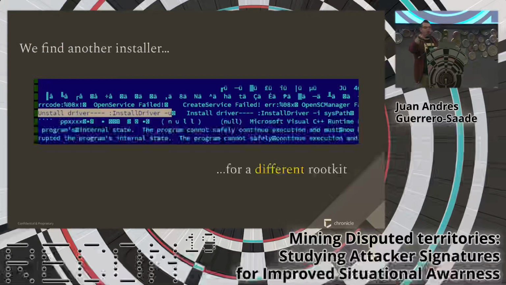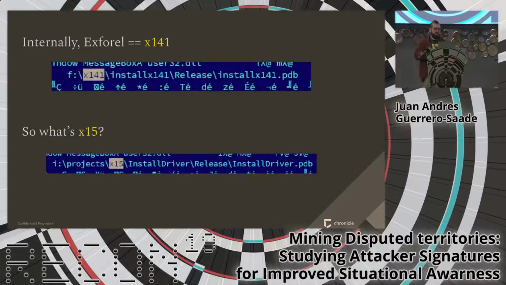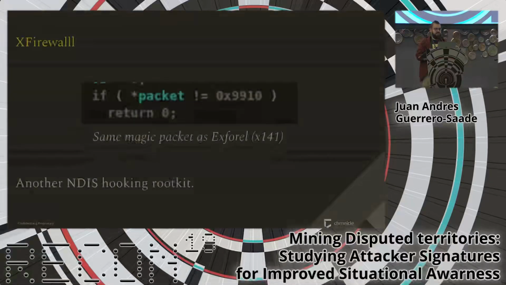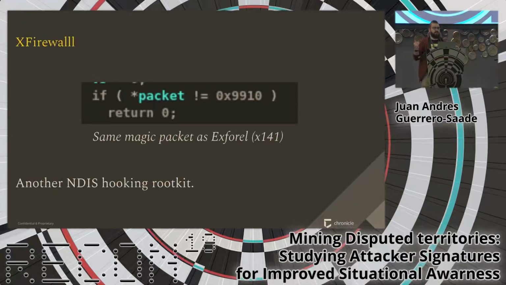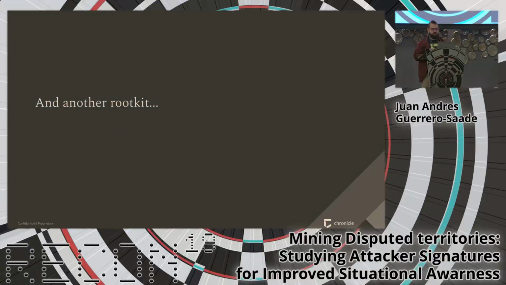So this is where we start to connect the dots to something else, right? Internally, X4L was referred to as X141. As you can see from some of the PDB paths left over, whatever this other thing is, X15. So presumably a following version of something different. So it's another rootkit. It's something called X-Firewall. It uses the same magic packets as X4L to handle some of the NDIS hooking and magic byte functionality that brings things alive. And when you signature on that, you actually find another rootkit.